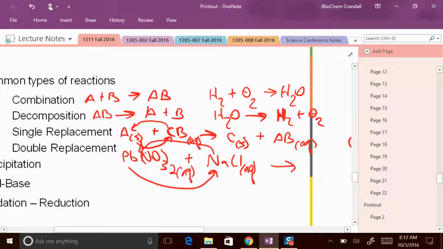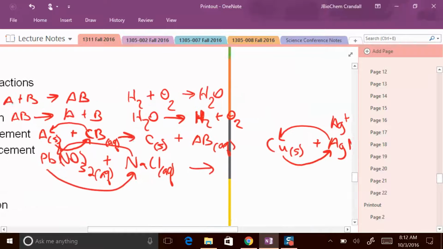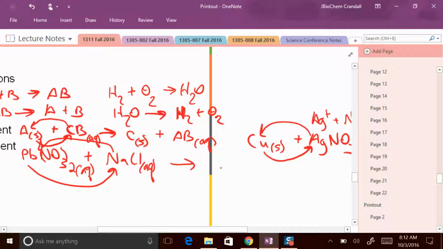What are the products of this reaction? Sodium nitrate and lead chloride. Now the question is, if those are my products, do they just remain dissolved? They're both ionic compounds again. They started as ionic compounds, and they're both ionic compounds in the end when they switch partners, right? So, do I write aqueous on both of these? That's the question. And the answer is maybe not.